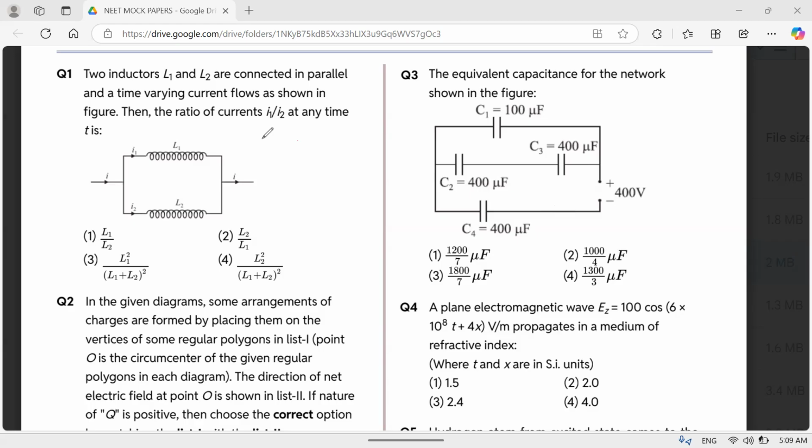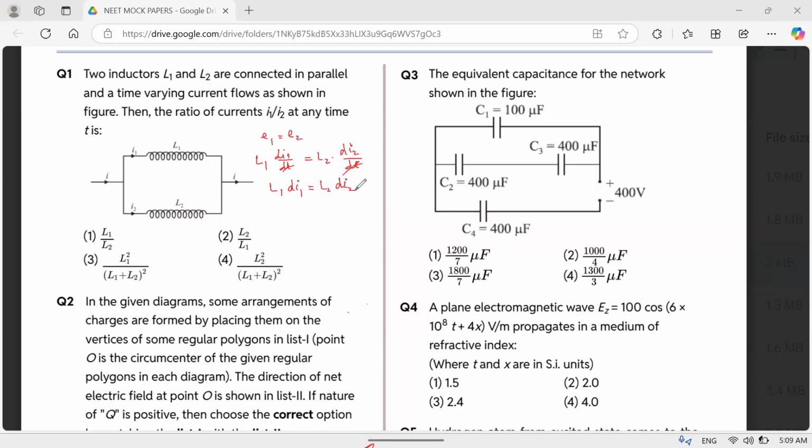So EMF of the first one will be equal to EMF of the second one. What is the EMF in the inductor, beta? L1 into di1 divided by dt is equal to L2 into di2 divided by dt. In parallel, current is different. Am I clear? So this dt will get cancelled. So it is L1 into di1 is equal to L2 into di2.